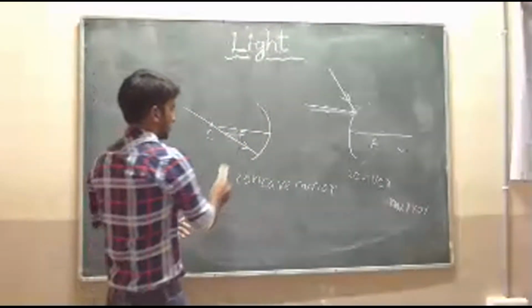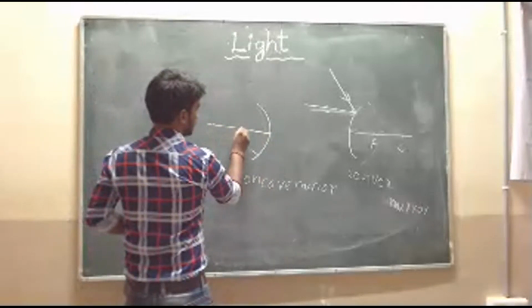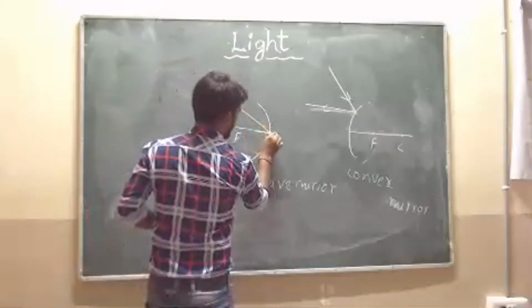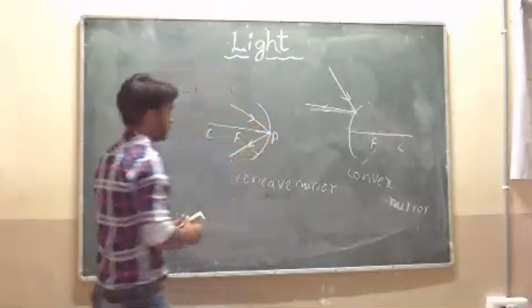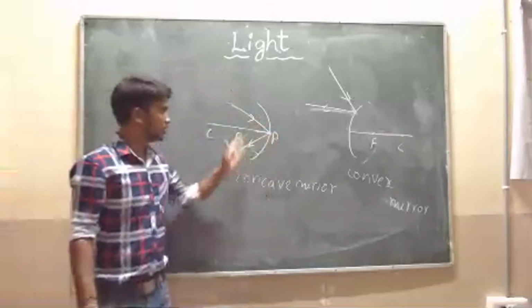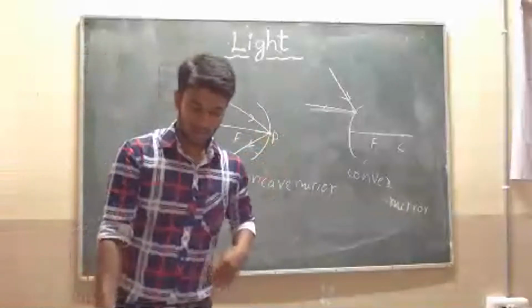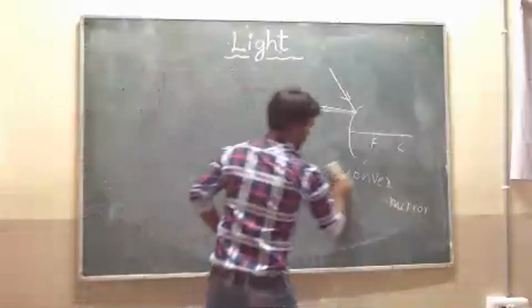Next, we pass the ray of light to the pole of the mirror. Here we are passing a ray of light to the pole of the mirror. So today we shall study the image formation by a concave mirror.